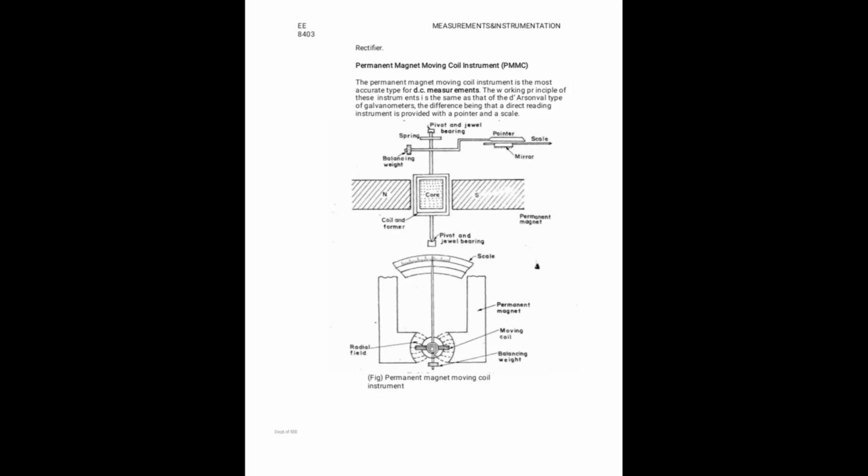The permanent magnet moving coil instrument is the most accurate type for DC measurements. The working principle of these instruments is the same as that of galvanometers, the difference being that they are direct reading instruments, with a pointer over a scale. There are two magnets, north and south, with a soft iron core in the middle, and the electromagnetic field induced rotates the spindle. This is the moving coil.